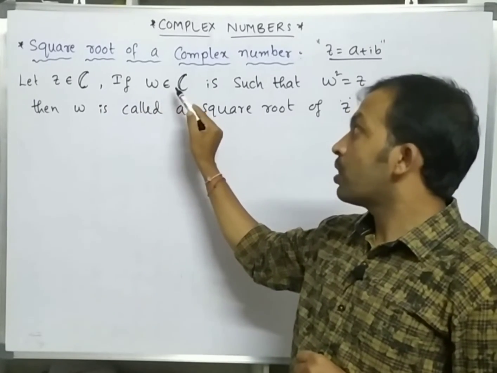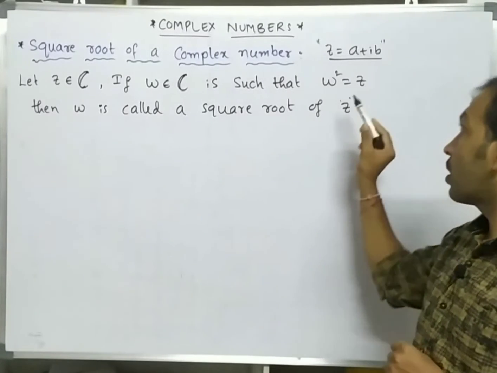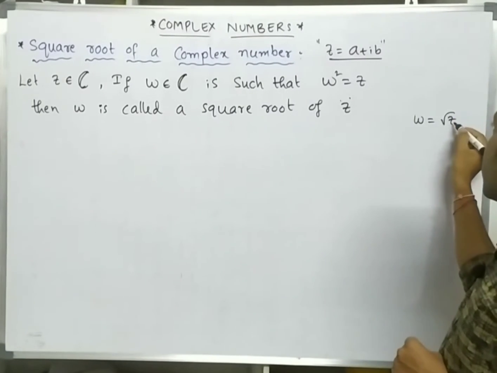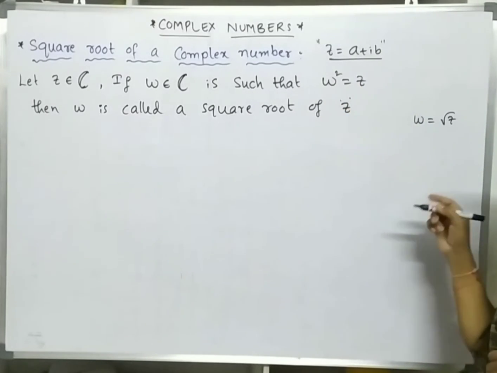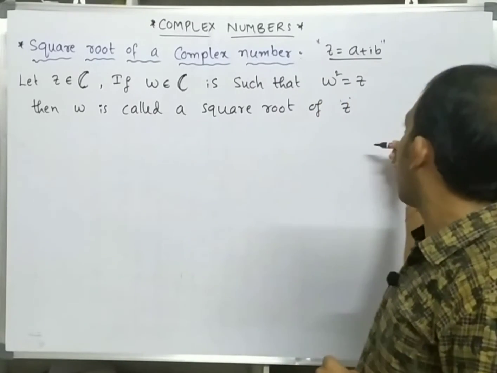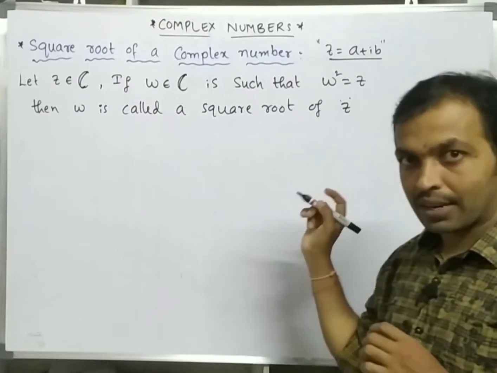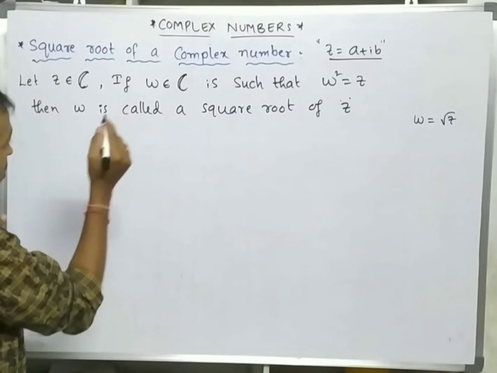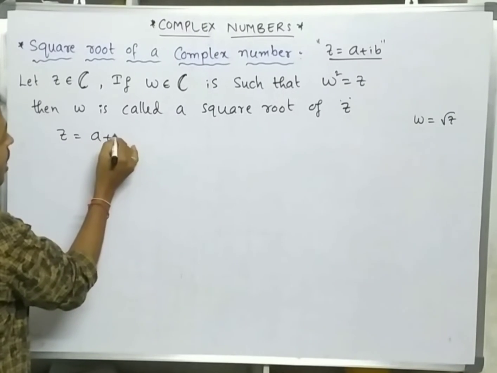If w is another complex number such that w square is equal to z, so let w be the square root of z, then after squaring on both sides we will get w square is equal to z. Then w is called a square root of a complex number z. Okay, now how can we find a square root of the given complex number z equal to a plus ib?